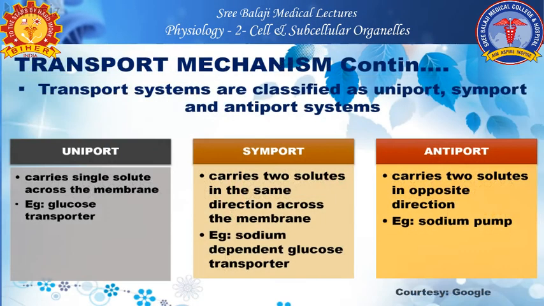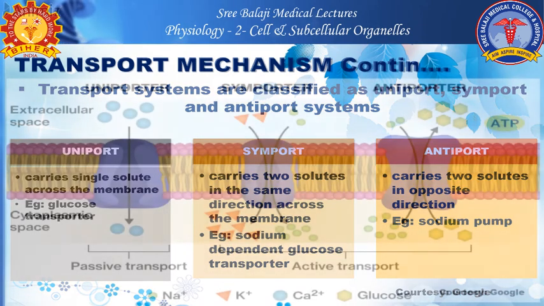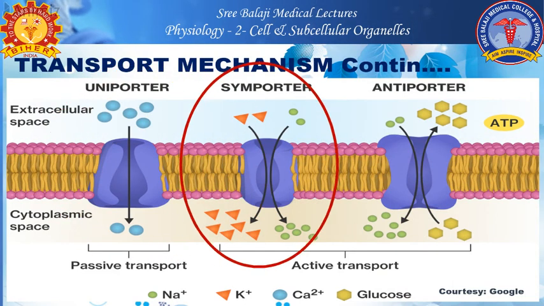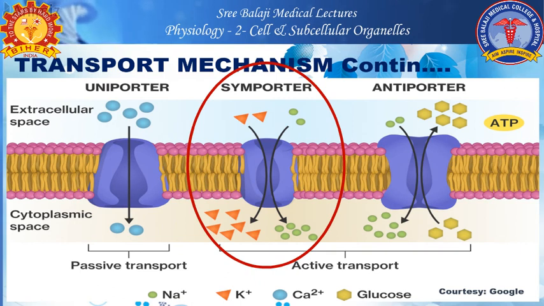Transport systems are classified as uniport, symport and antiport. As the name suggests, uniport means only one solute will go. Symport means two solutes in the same direction. Antiport means two solutes, one in one direction and the other in the opposite direction. Uniport carries a single solute across the membrane, for example the glucose transporter. Symport carries two solutes in the same direction, like the sodium-dependent glucose transporter, where sodium and glucose are transported in the same direction.